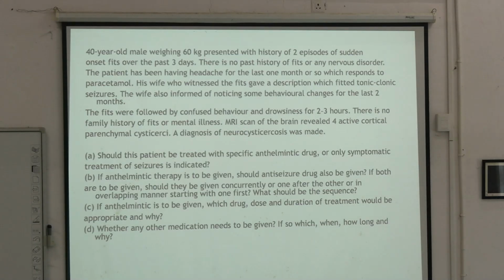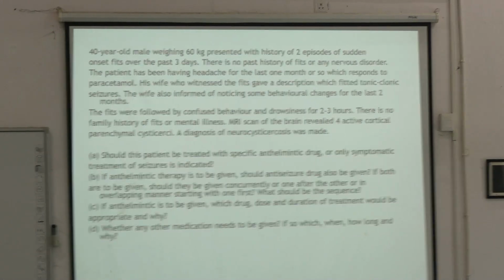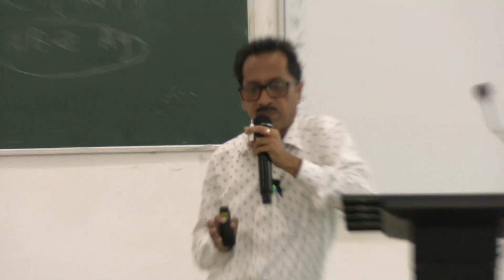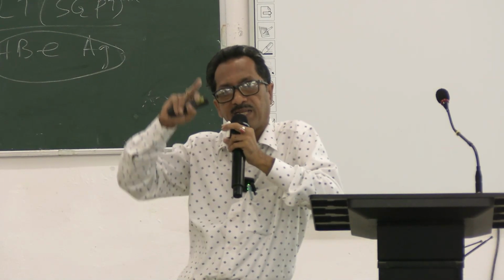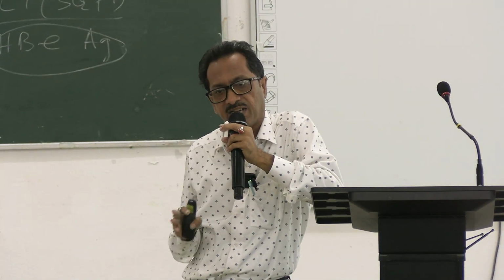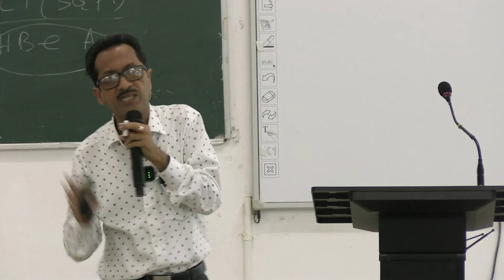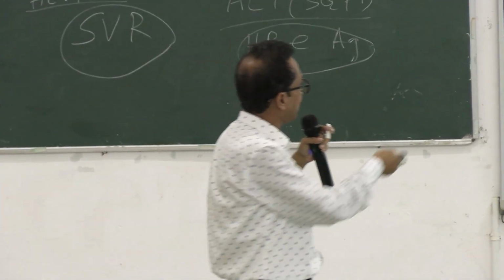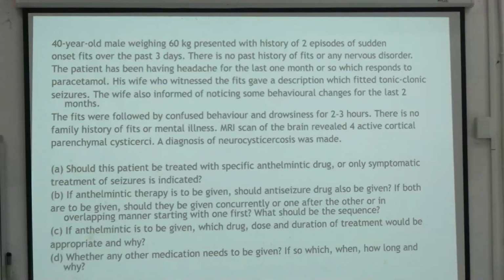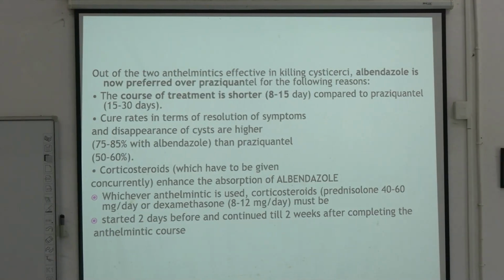So what should be given? Along with the anti-helminthic, you should give a steroid also, because there is perilesional edema that leads to increased intracranial tension, and that leads to the seizures. Other medication may need to be given as well. Albendazole is the drug of choice.